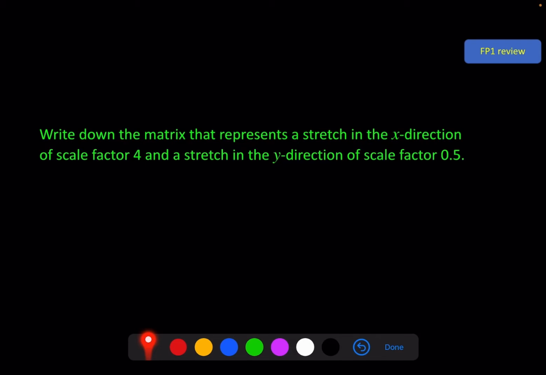Question on the screen here, just to review what we did in the last video. Write down the matrix that represents a stretch in the x direction of scale factor 4 and a stretch in the y direction of scale factor half. So in the x direction we need it 4 times bigger, and in the y direction we need it a half times bigger, and there we go.